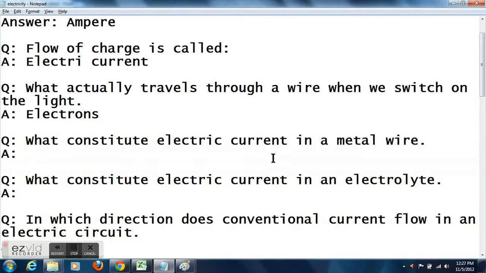Next question. What constitutes electric current in a metal wire? It is always electrons, because in a metal wire always electrons flow and that will constitute the current. So electron flow is responsible for current in an electric wire.